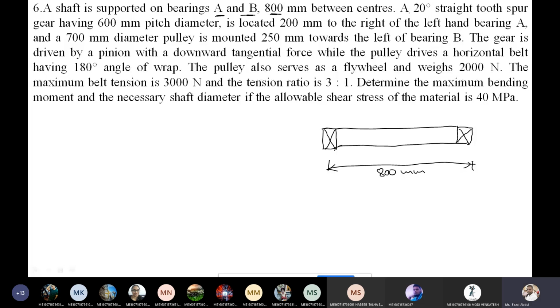And a 20 degrees straight tooth spur gear is given in the question. The type, or system, of the spur gear is 20 degrees. You are going to study this in the machine design subject, in design of gears. Just for understanding purposes I am explaining: this 20 degrees is the system of the gear. This is known as helix angle, denoted by alpha, 20 degrees.